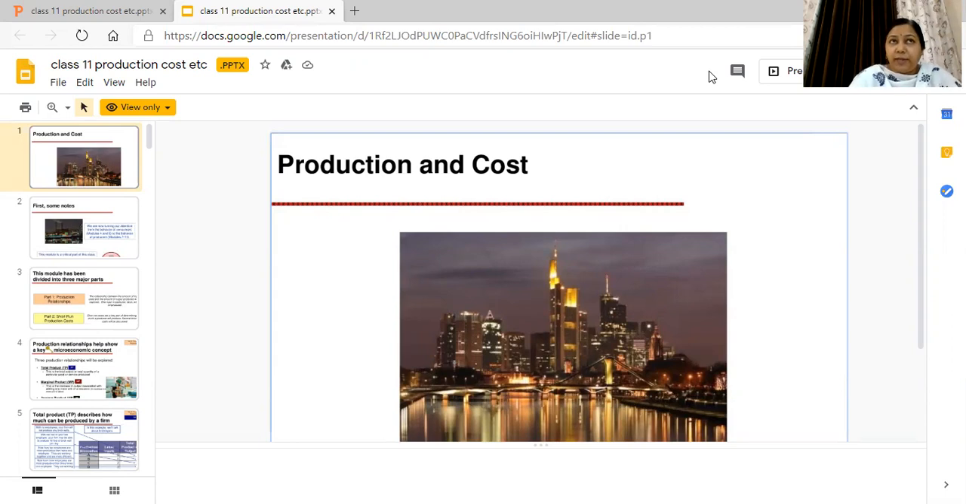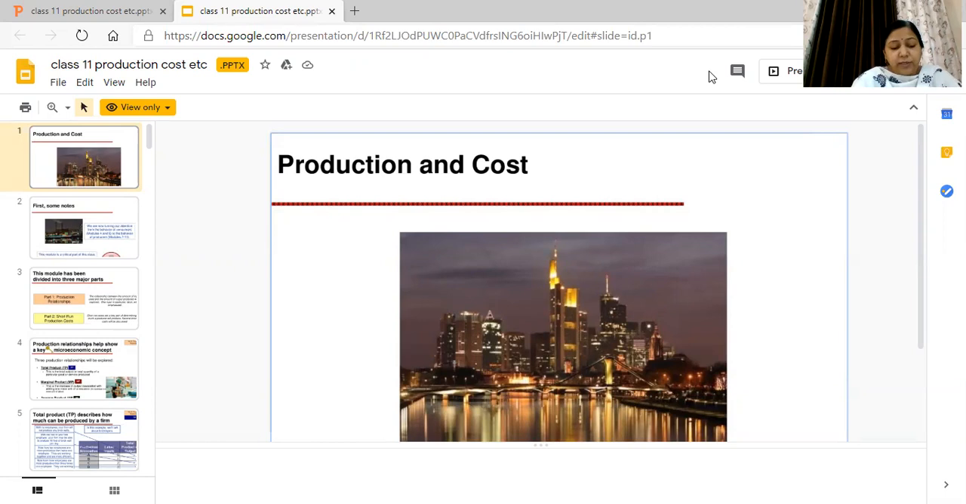Production is an important economic activity and enhances the utility of the products, changing them into the form of need for the consumer. Means the raw material will change into something usable for the consumer. So production changes the input into the output, and then the consumer will purchase that thing and consume it. So that is production. Now we will discuss the production function.